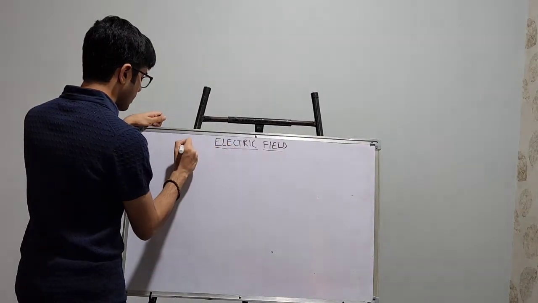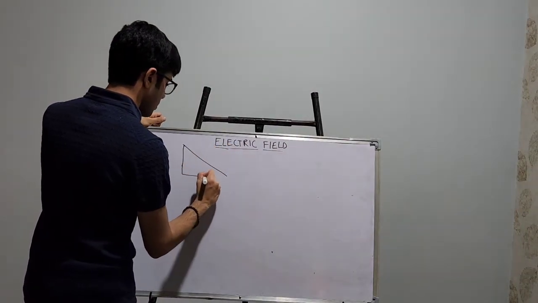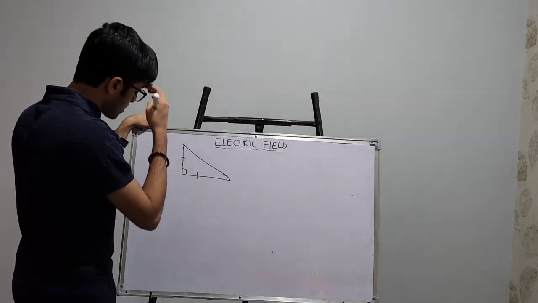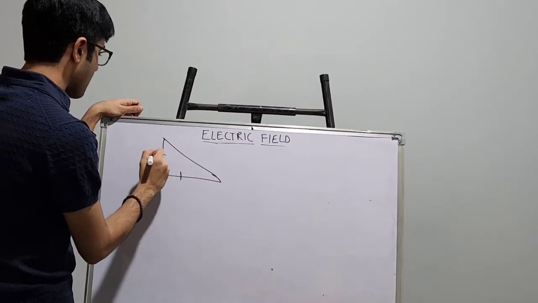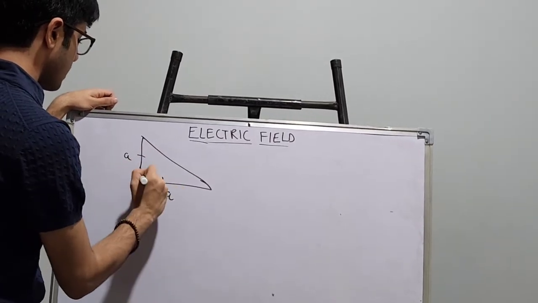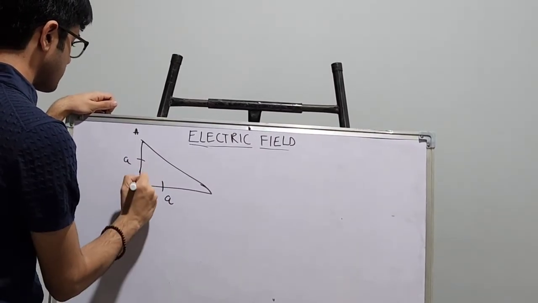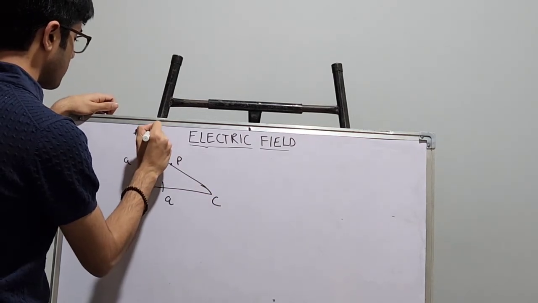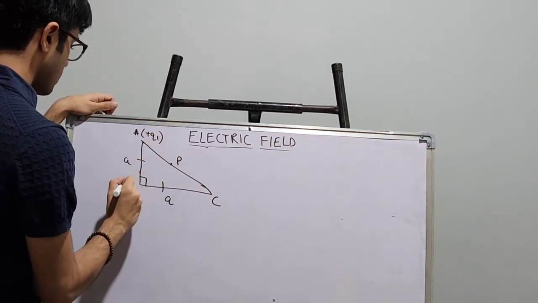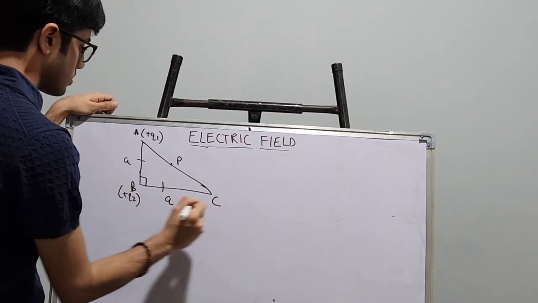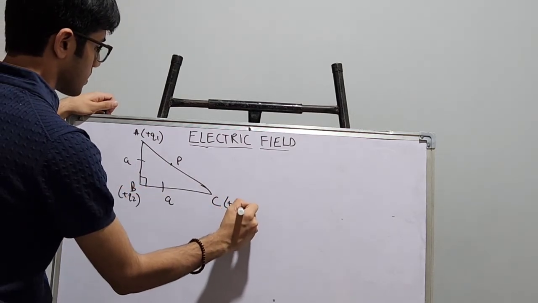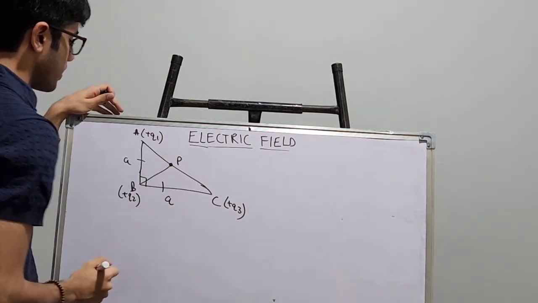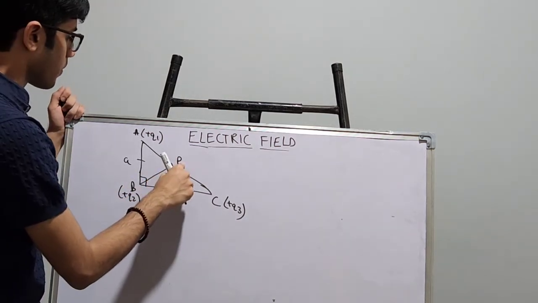Let's say we have a triangle here. These two sides are equal. This is a right angled isosceles triangle. Let's say these two sides are a. This is A, this is B, this is C, this is point P. Here plus Q1 charge is there, here plus Q2 charge is there, and here plus Q3 charge is there. Now we need to calculate the net electric field on point P.